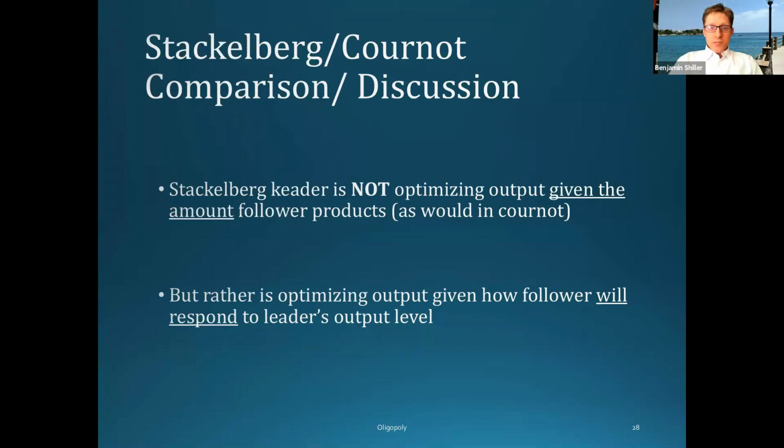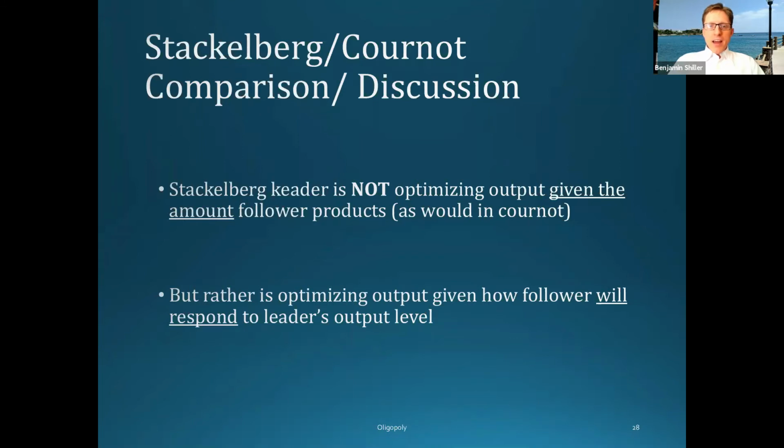Okay, so let me try and summarize the difference between Stackelberg and Cournot. In the Stackelberg problem, the Stackelberg leader is choosing its output to maximize its profits, given how its output is going to influence how much the follower decides to produce, right? Because the leader gets to pre-commit to how much it's going to produce. That's going to be observed by the follower and is going to influence the follower's decision about how much to produce.